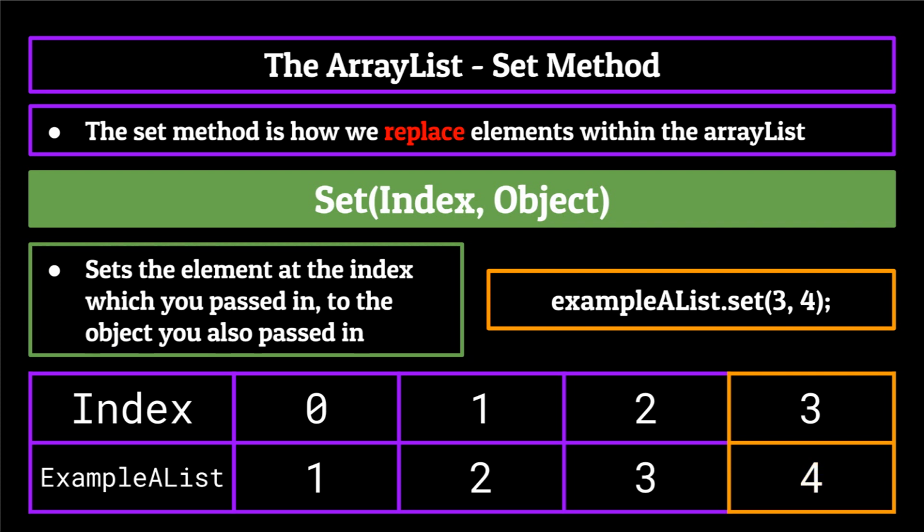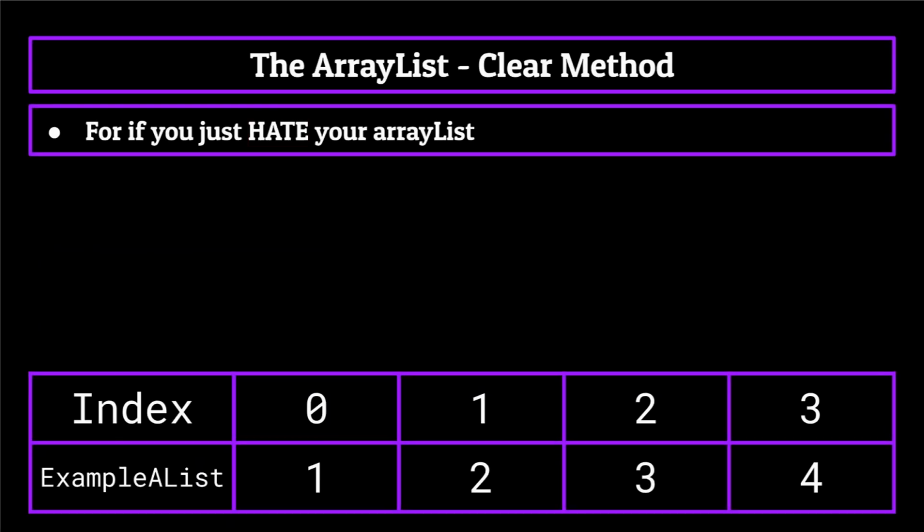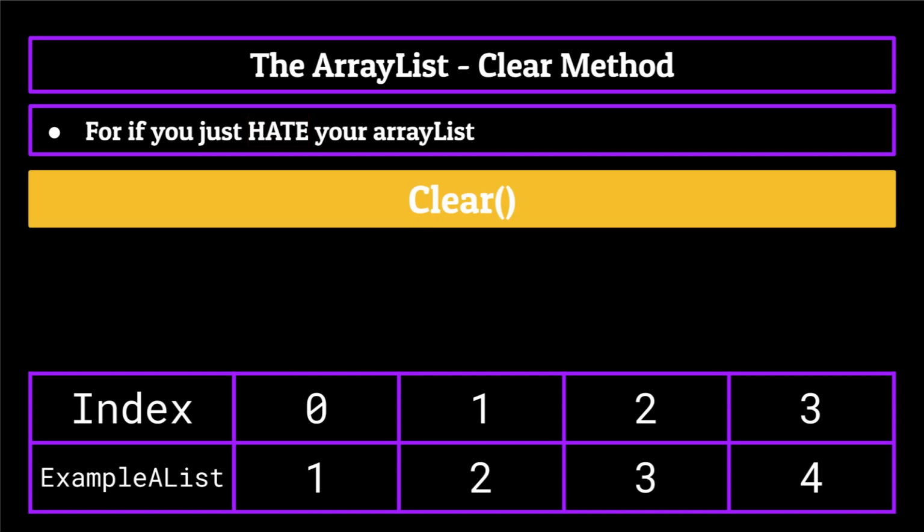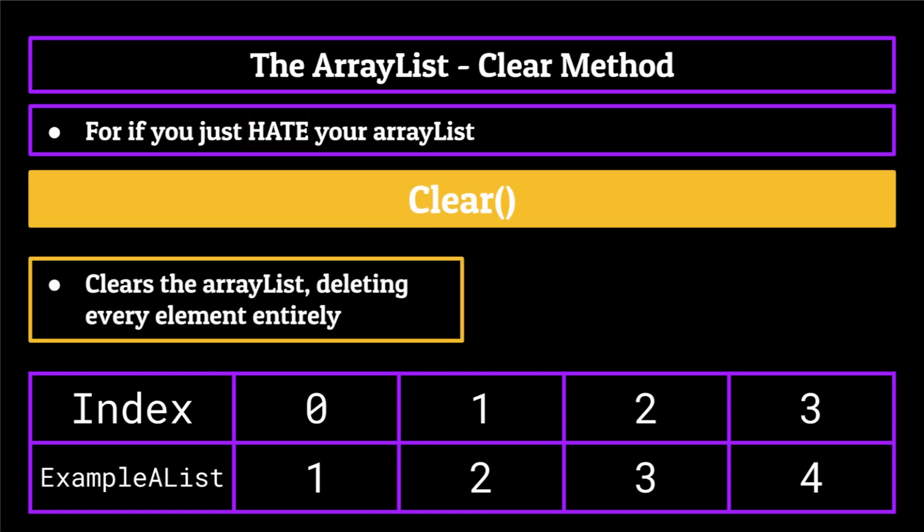Now you should be really careful when you're using this method because you don't want to accidentally override an important element within the array list. Next up is the clear method for when you simply just hate your array list. This is perhaps the simplest of them all. It does not take in any arguments and will simply clear the array list, deleting every element entirely.